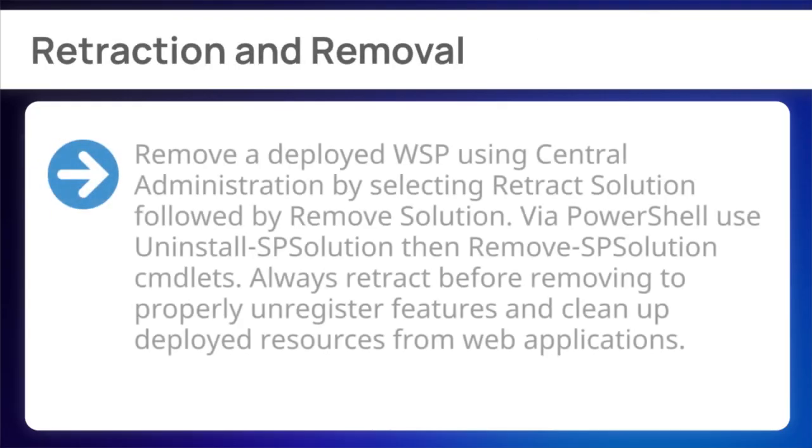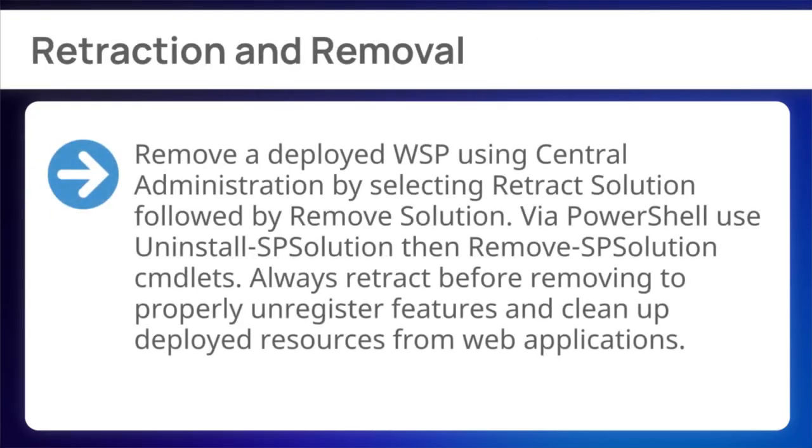Finally, retraction and removal. Remove a deployed WSP using Central Administration by selecting Retract Solution followed by Remove Solution. Via PowerShell, use Uninstall-SPSolution, then Remove-SPSolution cmdlets. Always retract before removing to properly unregister features and clean up deployed resources from web applications.